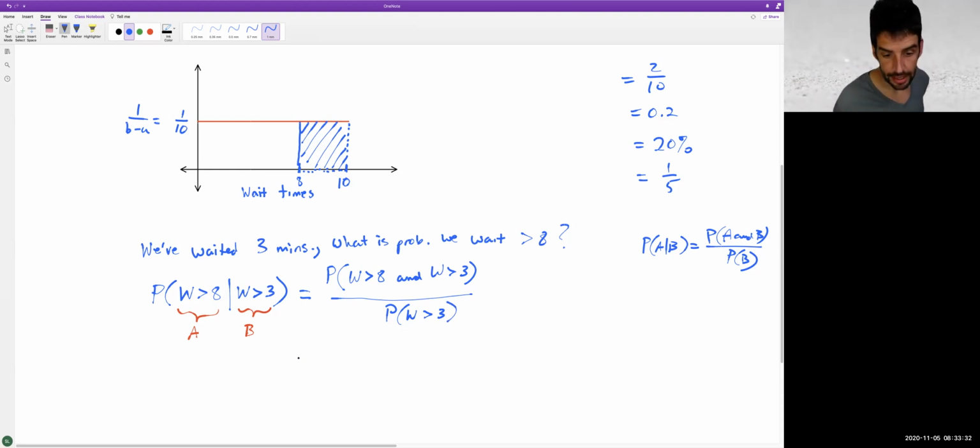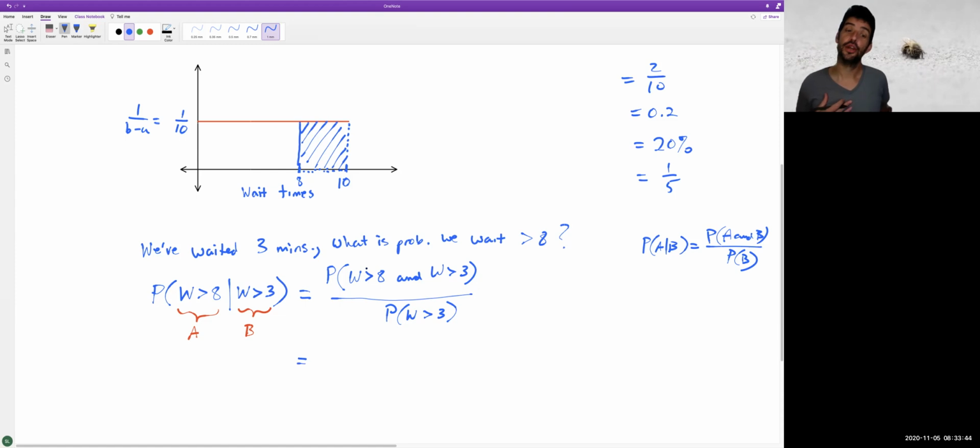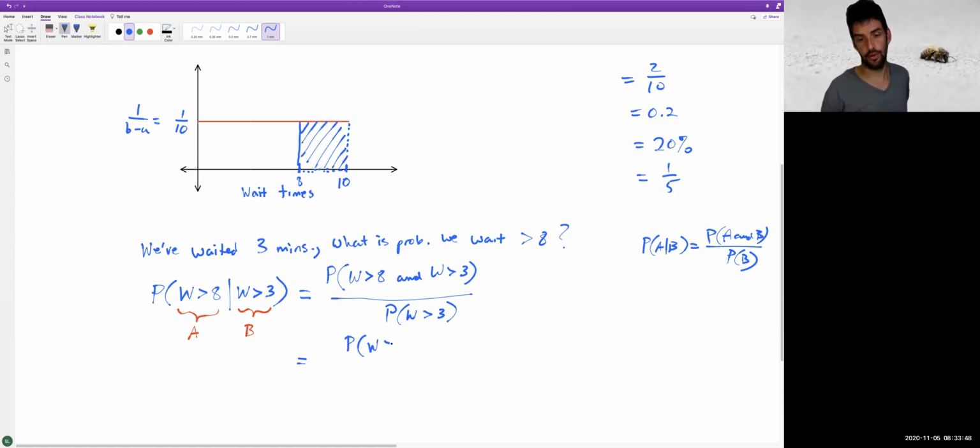Okay. Now, keep in mind, let's reason through the numerator. The event is that we wait more than 8 minutes and we wait more than 3 minutes. We can boil that down to waiting more than 8 minutes. Right? Because another way to say this, let's just think about numbers. If I ask you, what are the numbers that are greater than 8 and they're greater than 3? They're all the numbers greater than 8. Because the numbers greater than 8 are greater than 3.